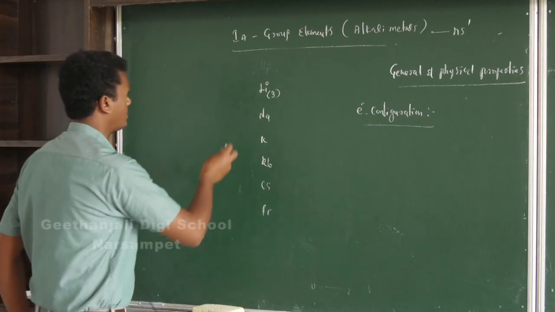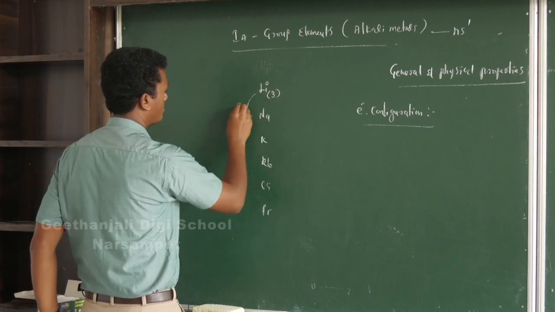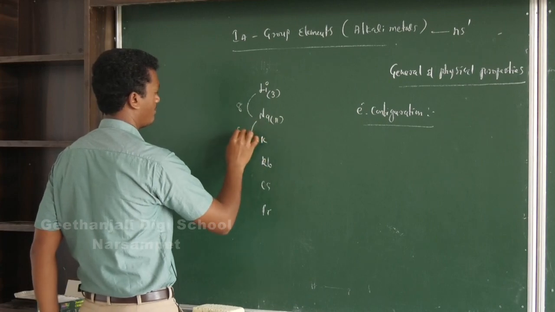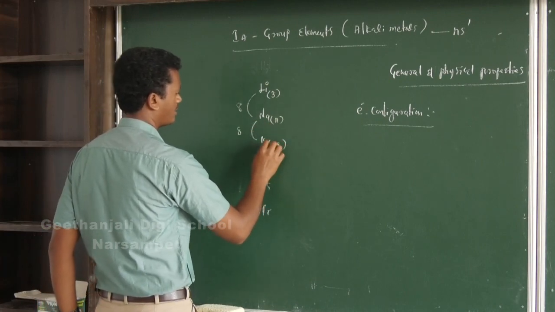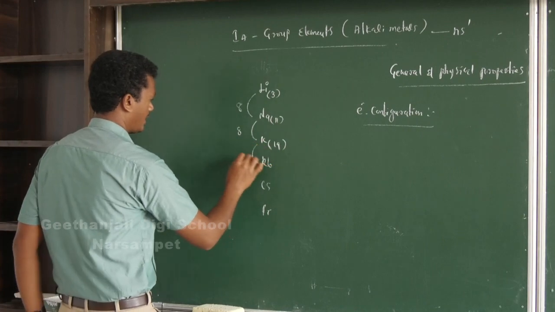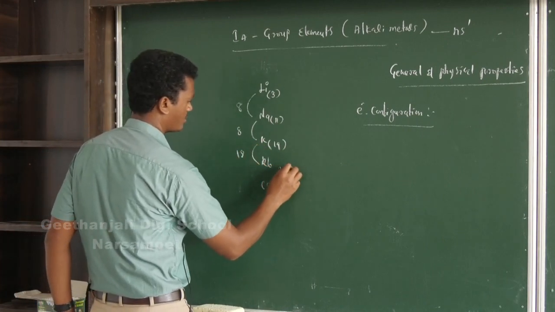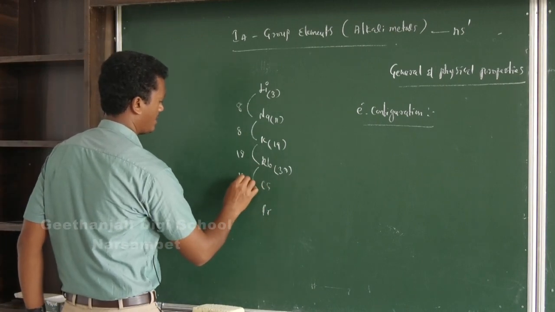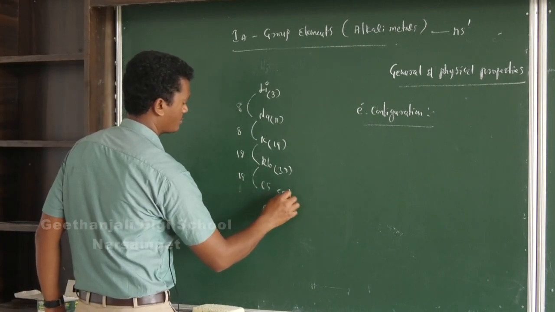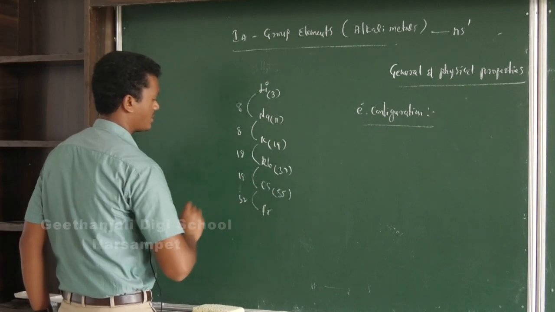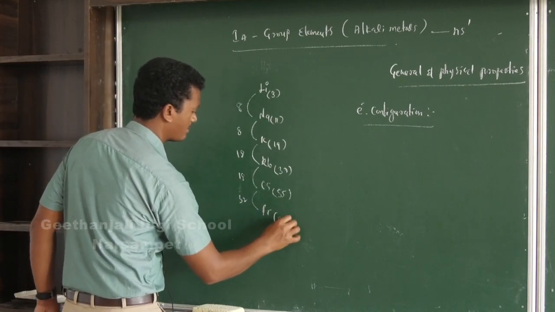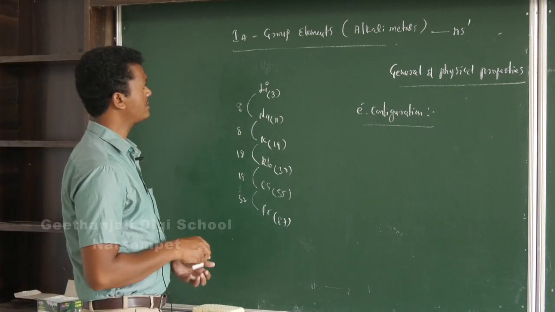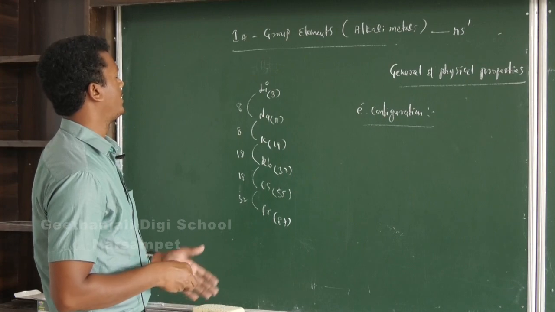The difference between lithium and sodium is 8, so here we have 11 as the atomic number of sodium, and the difference is 8, so 19. Here the difference is 18, so the atomic number of rubidium is 37, and the difference is 18, so 55, and the difference is 32, so the atomic number is 87. This is about the atomic numbers of the first A group elements.